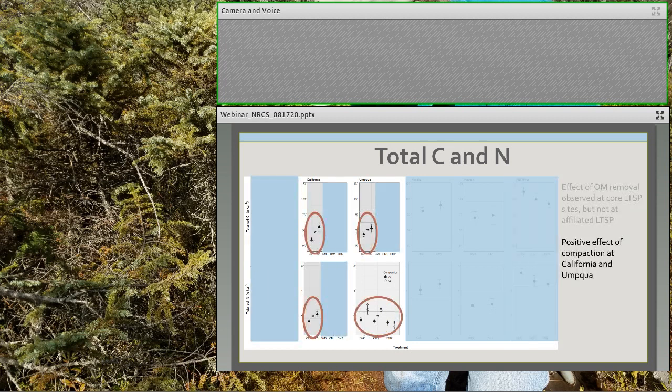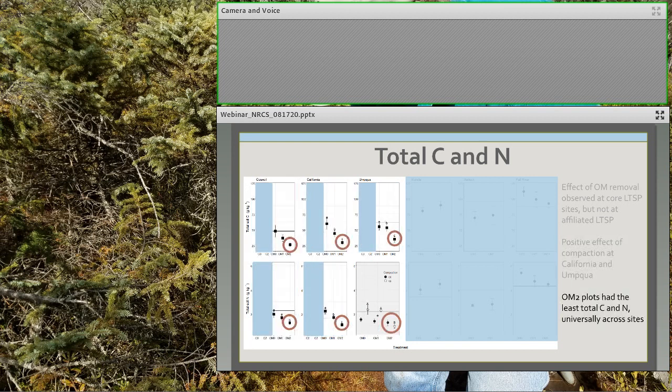At both California and Umpqua, we saw an apparent benefit of compaction, where highly compacted plots had greater carbon and nitrogen than low compaction plots. This may be attributed to having carbon and nitrogen containing organic matter delivered to the soil via mixing when the compaction treatments were applied, leading to increased soil C and N, or it may also be related to a sustained alteration of the soil environment, decreasing the capacity for decomposition, and in turn increasing soil storage of carbon and nitrogen.